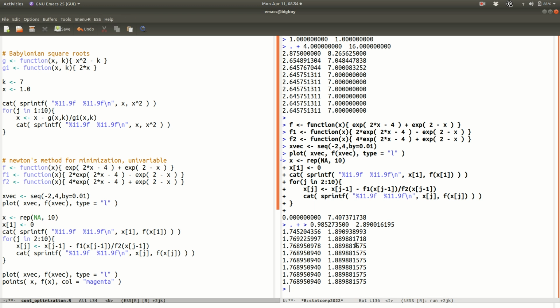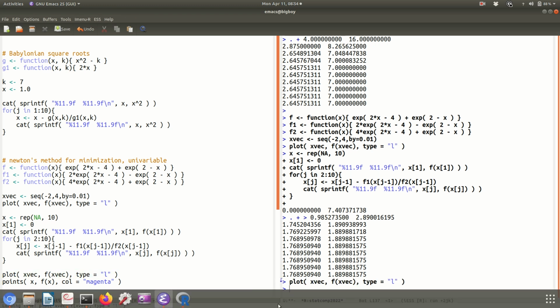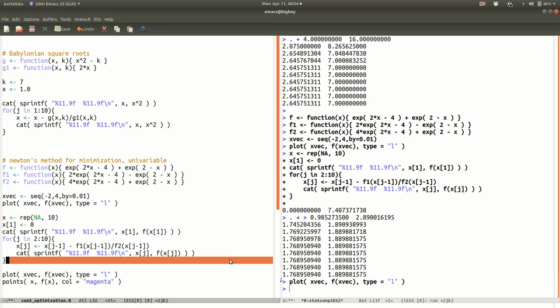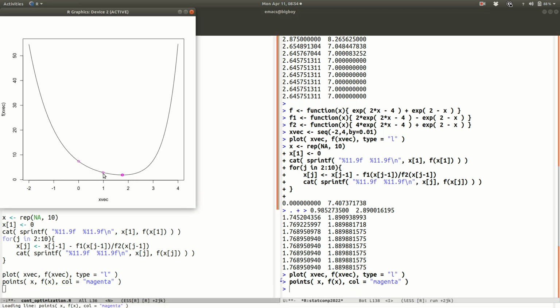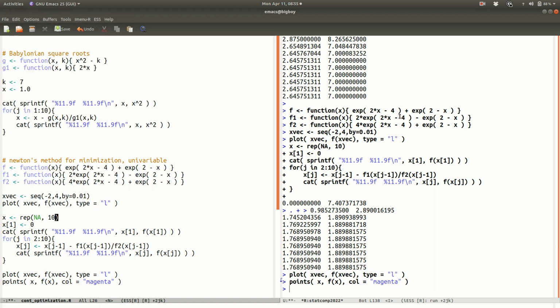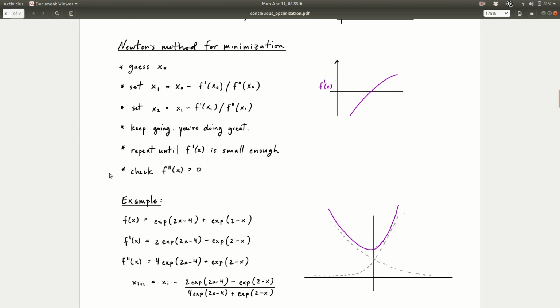And then I'll just plot. So here's the function. And then here's the sequence of points that we tried. That was our initial guess. Then it tried 0.98. And then basically after that, it's very close to the minimum. Okay, so again, this works very quickly when the function is nice. And once it converges, it converges really fast. Okay, so that is Newton's method for minimization when you're trying to minimize a function of a single variable.